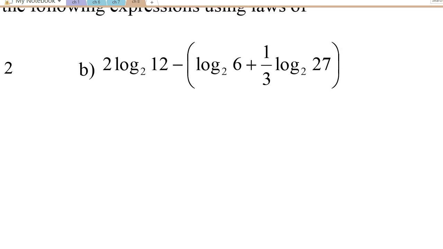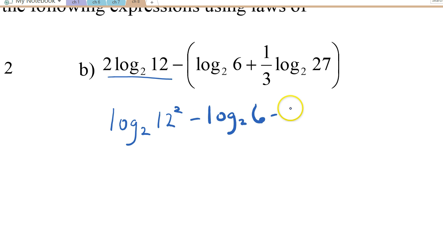A little bit more complicated. So you remember the first part, to simplify, eventually we wanted to have it under one log expression. Looking at my first term here, this is being multiplied by 2, so I'm going to put that 2 inside the log expression, so it's going to be log base 2 of 12 squared. Just from our experience from before with the parentheses, maybe I'll just drop the parentheses, so I'll write this out, log base 2 of 6 minus 1/3 log base 2 of 27.